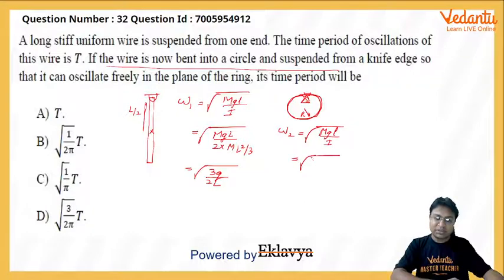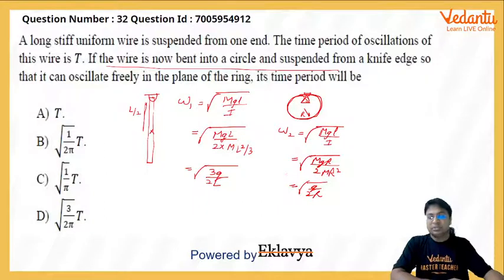This time instead of L we are going to write r, and instead of I we are going to write mr square plus mr square. So that will become 2mr square. So in terms of r we are getting root of g by 2r. So this is what we are getting.